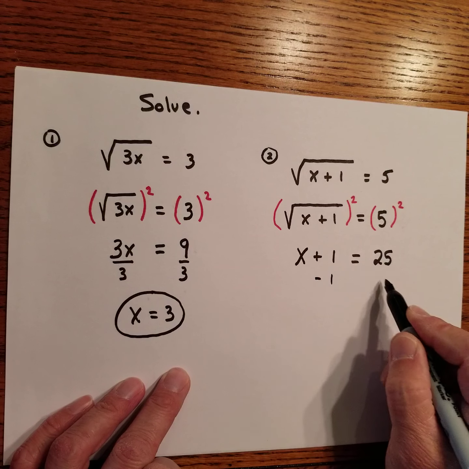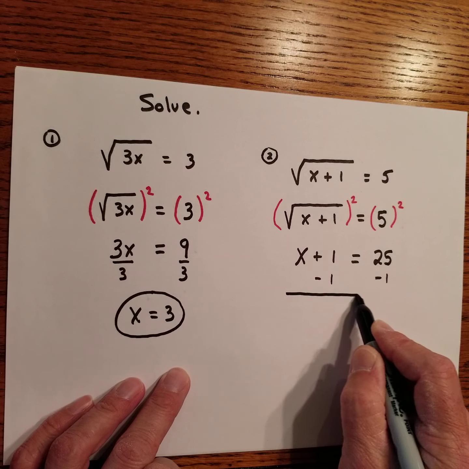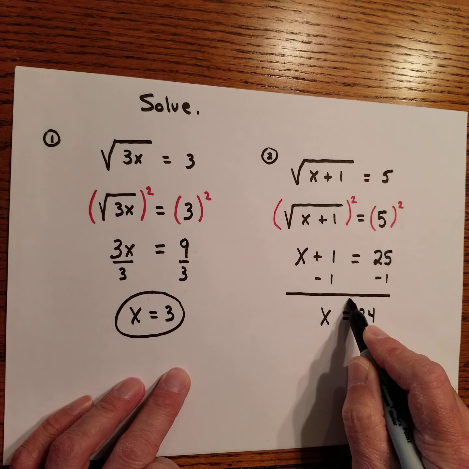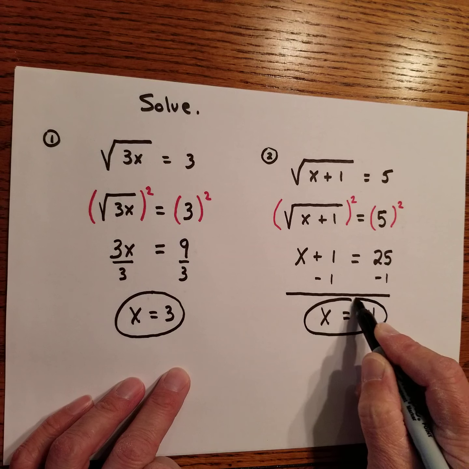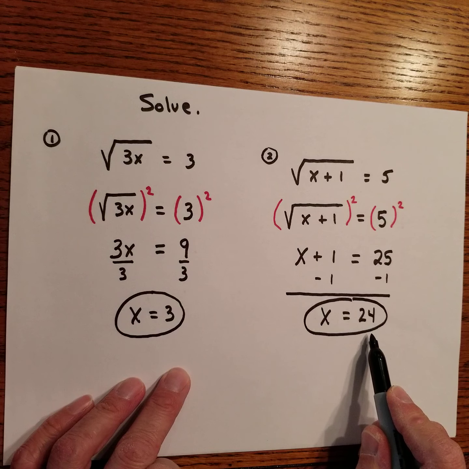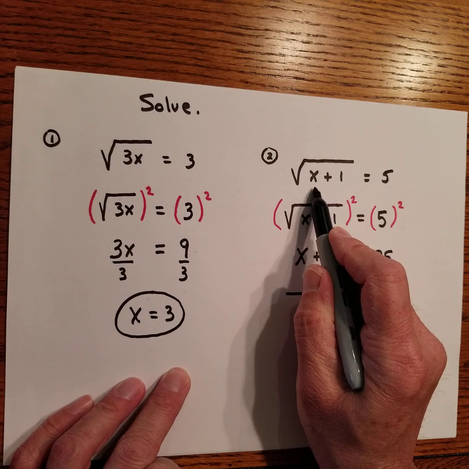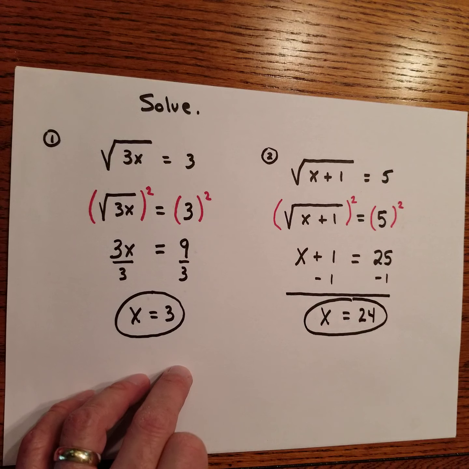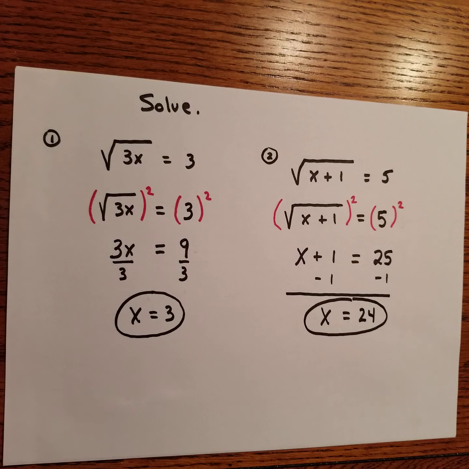Now get x by itself. And the final answer is 24. Let's plug that in and make sure that it works. When I plug in 24, 24 plus 1 is 25, and the square root of 25 is 5. Lovely.